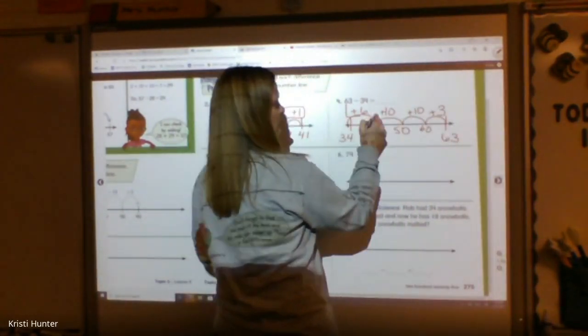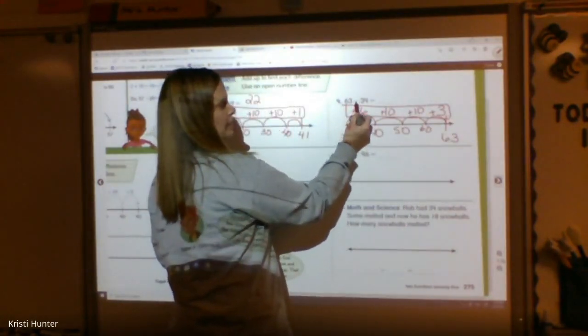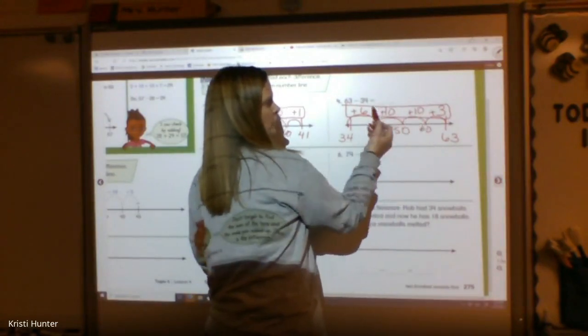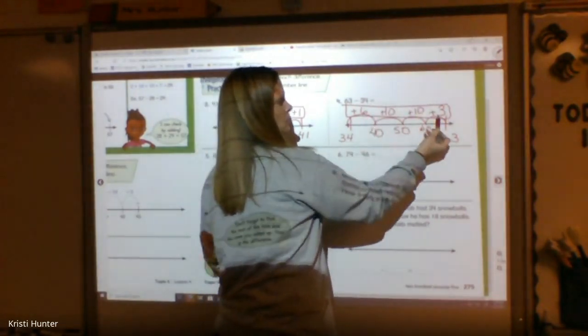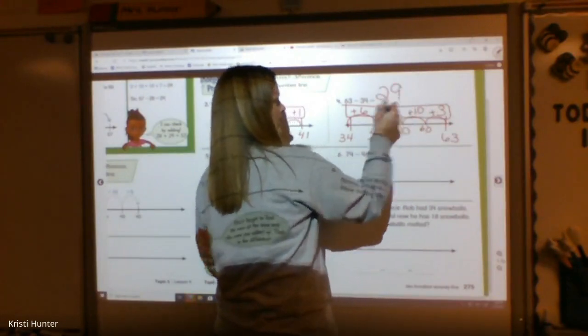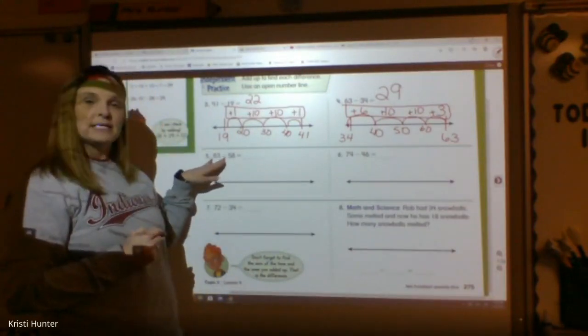So let's add up my jumps here, and I'll find out my answer to this problem, 63 minus 34. 10, 20, 26, 27, 28, 29. Very good. All right.